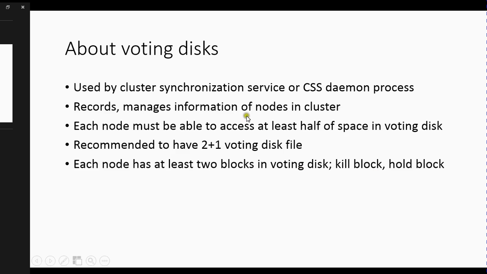These are some notable facts about a voting disk. It's used by the CSS, the cluster synchronization service that I showed you a little bit earlier. The CSSD, again, these two names are interchangeable. You can just say CSSD or CSS. What a voting disk does is it manages the information of nodes in a cluster, as I've told you already.